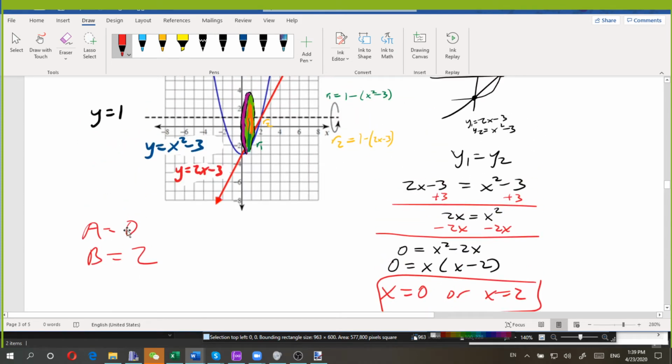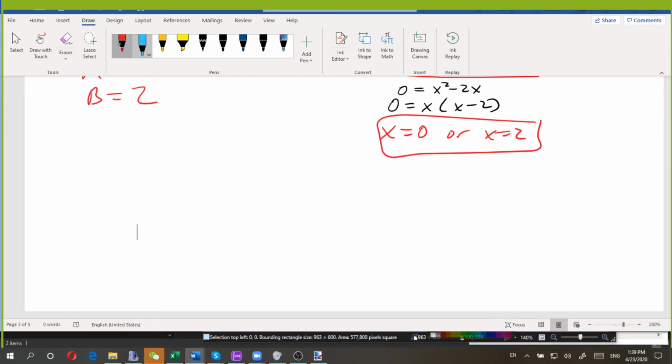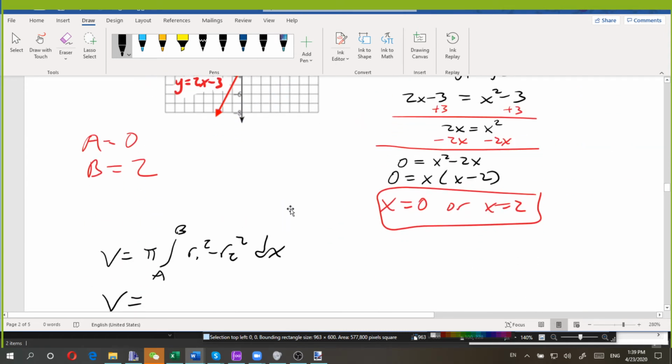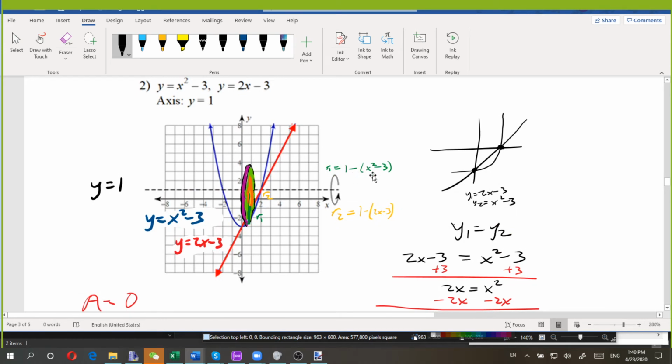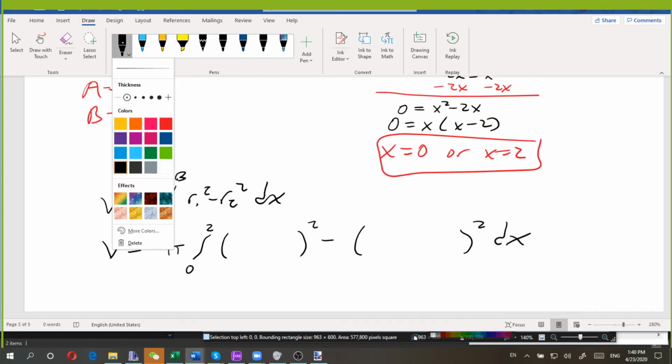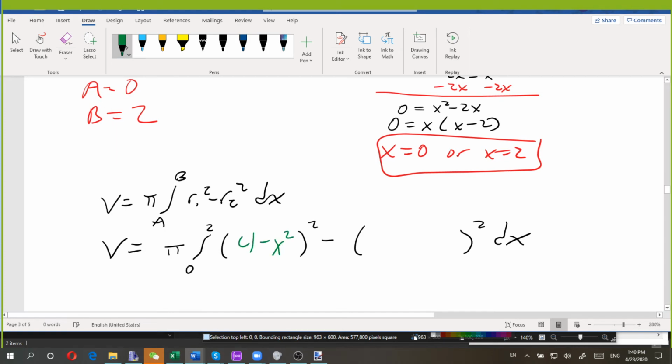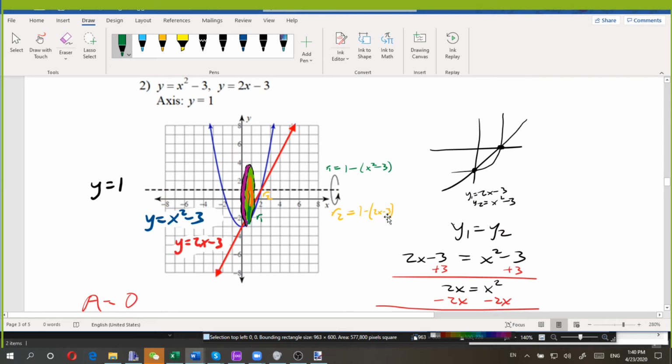Okay, so we're ready to plug in. I've got R1, R2, a, and b, which is everything we need for our formula. 1 minus (x squared minus 3): the 1 minus negative 3 will become 4, so that's 4 minus x squared. And then 1 minus (2x minus 3) is 4 minus 2x.